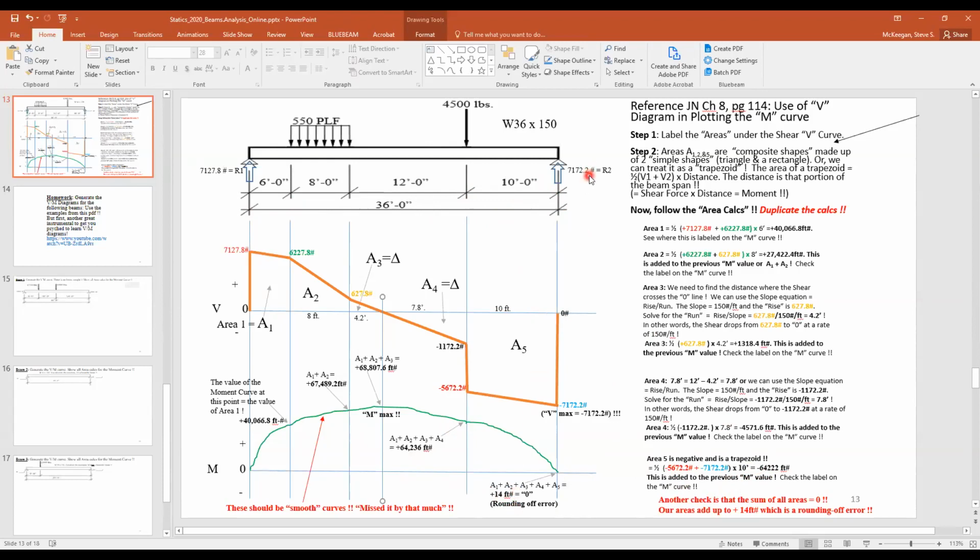If we had asked you to do the reactions to the nearest hundredths of a pound or thousandths of a pound, or if we were really diabolical, to the nearest 10,000ths of a pound, you'd be much closer to 0 than 14 foot-pounds. The question is, what is a rounding off error magnitude? It should be small. Okay, so that's our other check. Our areas add up to positive 14 foot-pounds, which is a rounding off error.